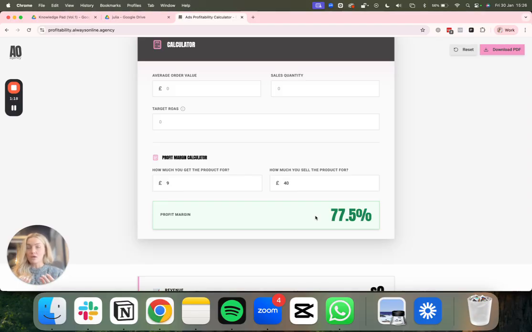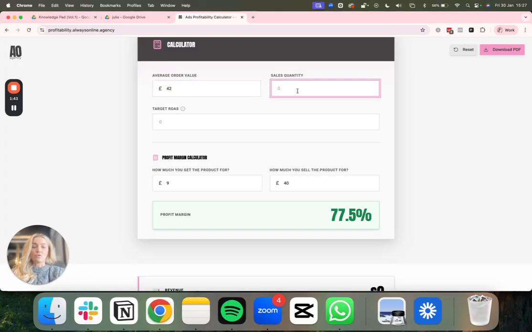I think all D2C brands should have a margin of at least 70% to be able to be profitable, to be able to afford marketing, ad spend, and all those other bits and pieces. The second thing you want to do is fill in your average order value. So let's say it's slightly above 40. Maybe I have some more expensive products that I'm selling. So let's say 42 for the sake of it.